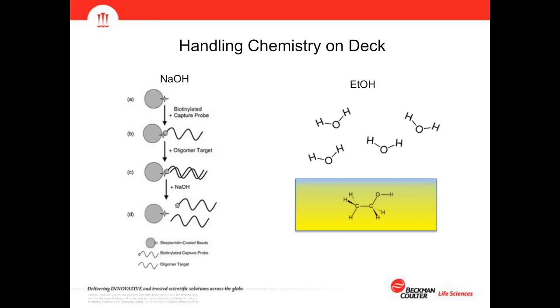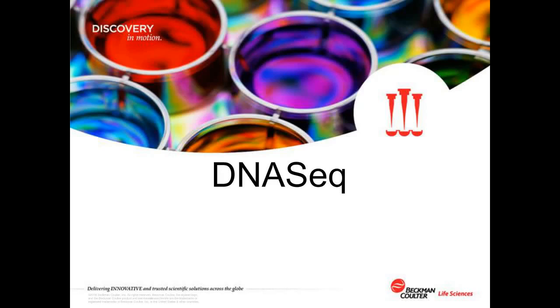Also important is how you handle chemistry on deck. For example, in this case, it's NaOH, which is present in some hybridization and capture NGS methods, such as the Illumina Nextera rapid capture. It is used to denature the captured library and release it from the streptavidin beads. It can also absorb CO2 from the atmosphere if it's set open on the deck for an extended period of time and thus change pH. So it's important to protect that, for example.